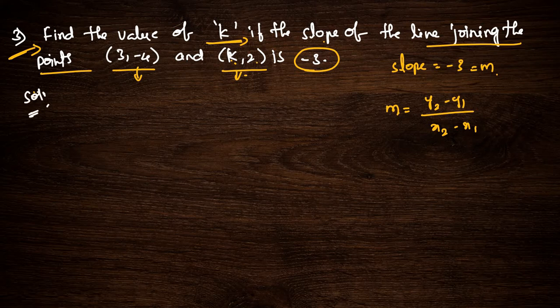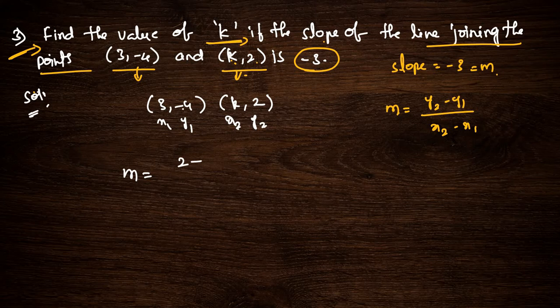The solution comes like this. The given points are (3, minus 4) and (k, 2). So this is x1, y1 and this is x2, y2. So m is equal to y2 minus y1. What is y2? It is 2. Y2 means 2 minus y1, which is minus 4, divided by x2 minus x1, k minus 3. So what is m given? Minus 3 is given.